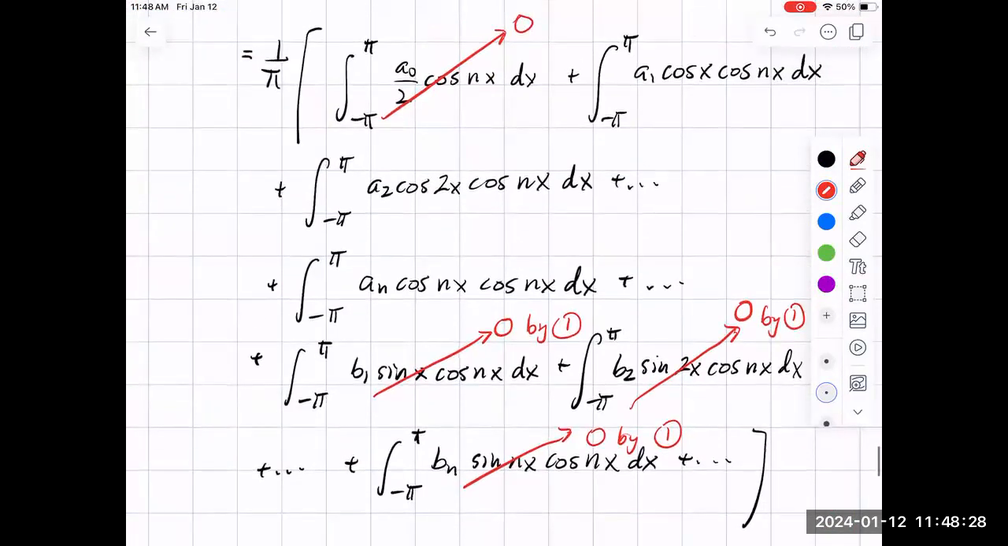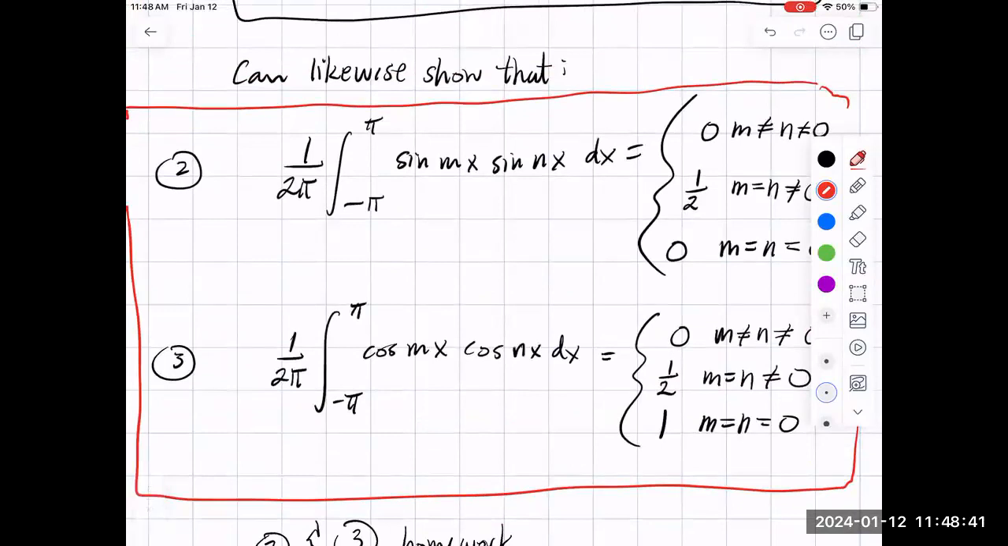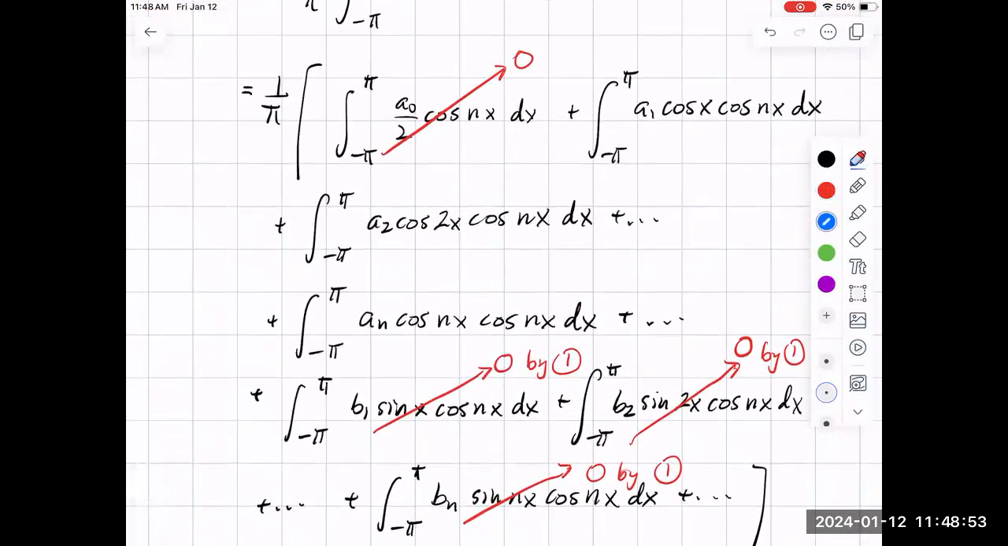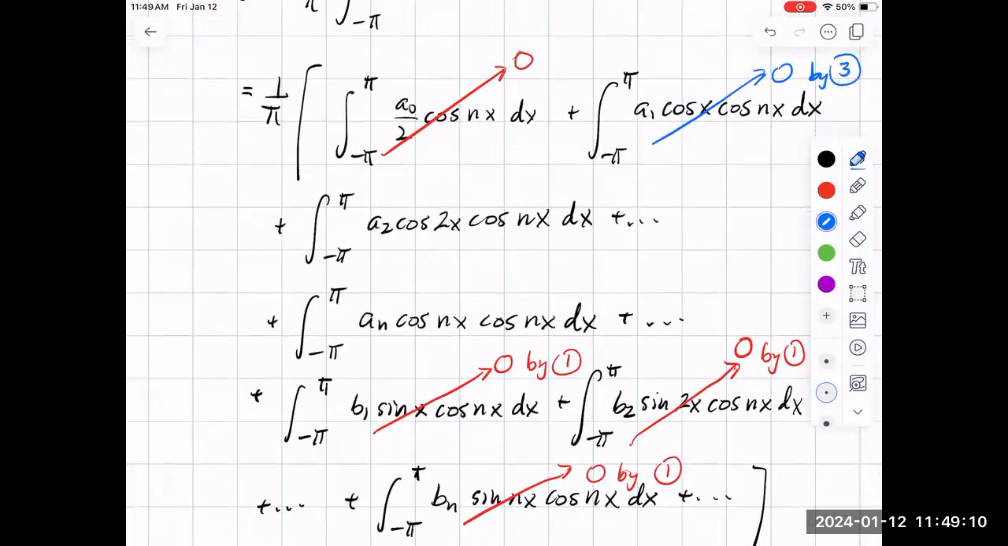All right, so we knocked a bunch of those things off. And then we have some cosine times cosine terms. If m and n are not equal to each other and not 0, we're going to get zeros. So here's m equals 1 and n not equal to 1. So this is 0. Is that by 3? Yeah. So this is 0 by 3. Here's m equals 2 and n, some arbitrary integer, not 2. So that's going to be 0 by 3. All of these things are going to be 0 as well.